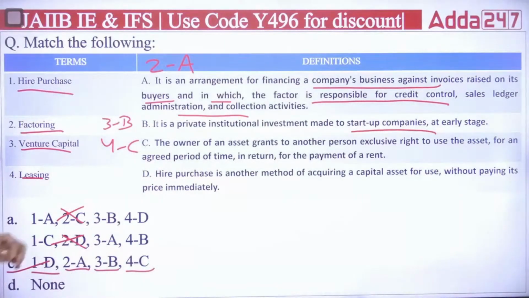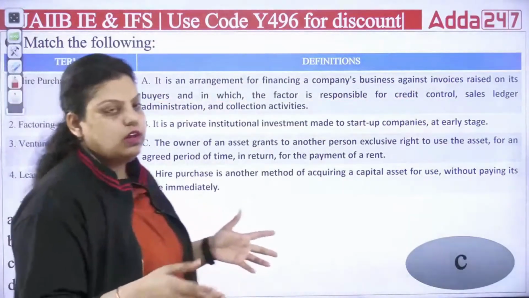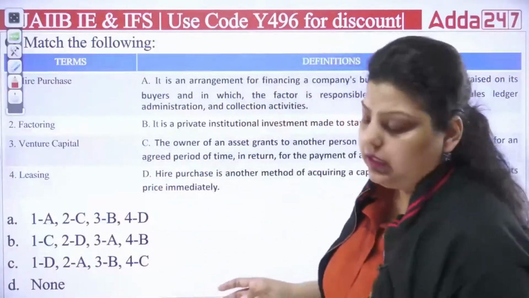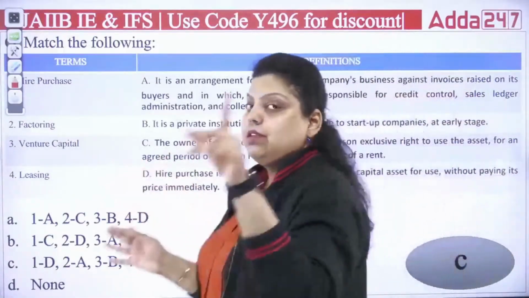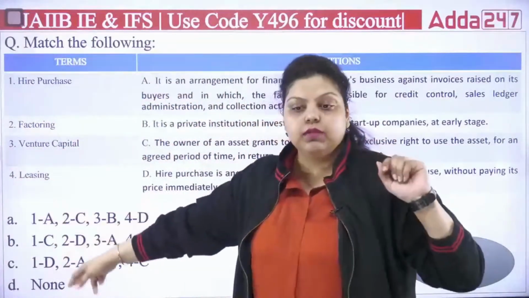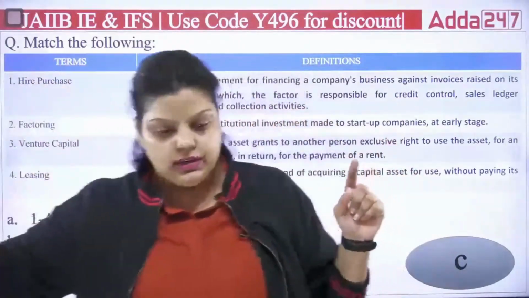Always make sure to match the following questions or fill in the blanks. Whenever fill-in-the-blank questions are there, always use the elimination method. In all questions, try to use the elimination method. It helps us find the correct answer within a minimum period. But yes, if you find that none of the above is also given as an option, you have to check each and every column and each and every detail.